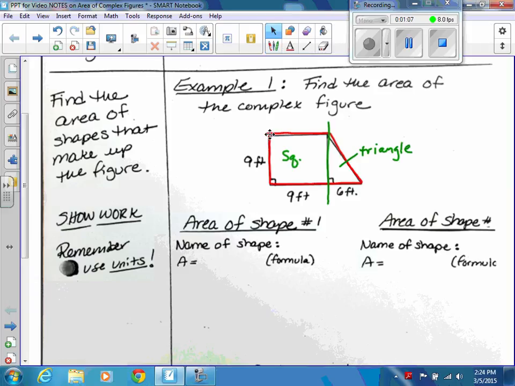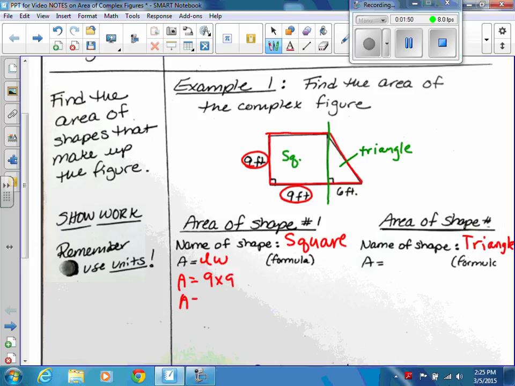Okay, so now that I have that, I can easily find the area of a square, and I can easily find the area of the triangle. So we've already done the first part we need to do. So this is going to be square, and then this is going to be triangle. Okay, to find the area of a square, remember whenever I'm doing area of anything, I'm going to have a formula. I'm going to plug in my numbers, and then I'm going to solve it. So my formula for area of a square is length times width. So my area is equal to 9 times 9. So my area is equal to 81.